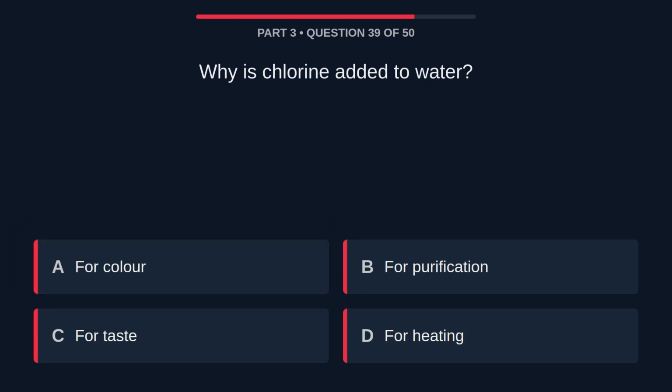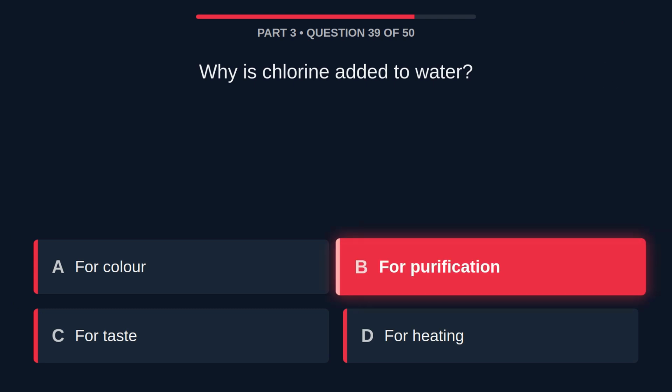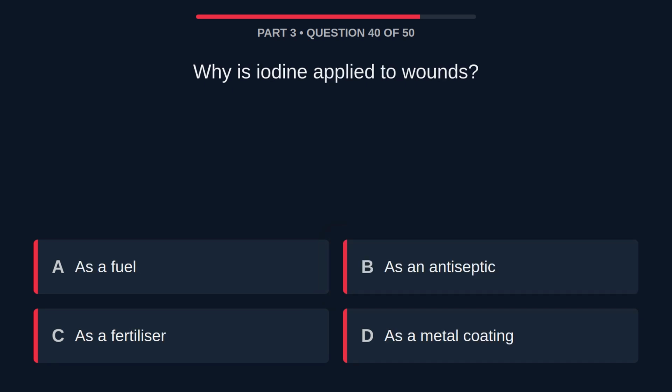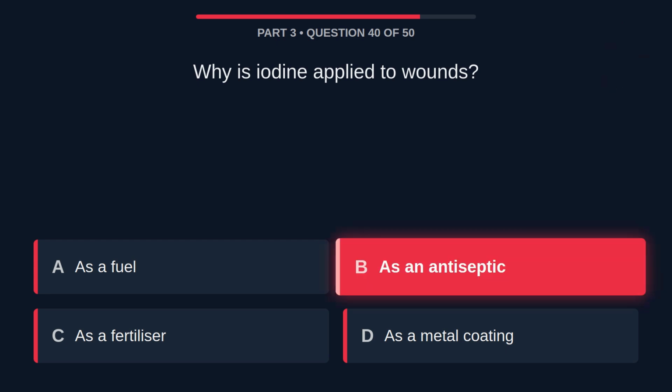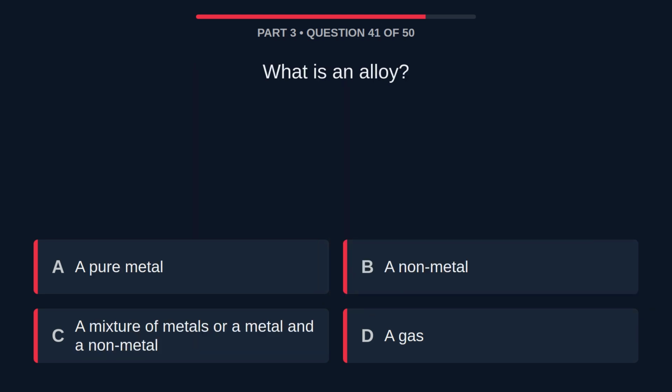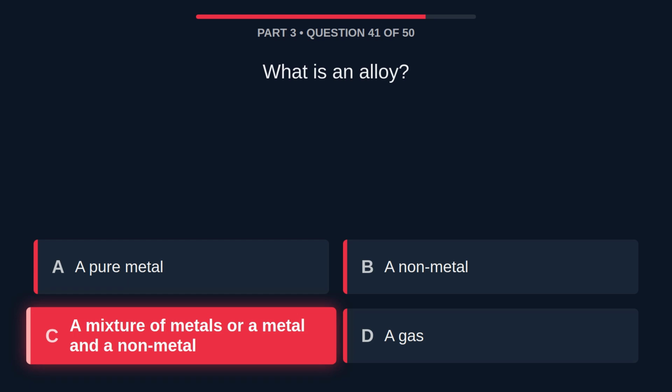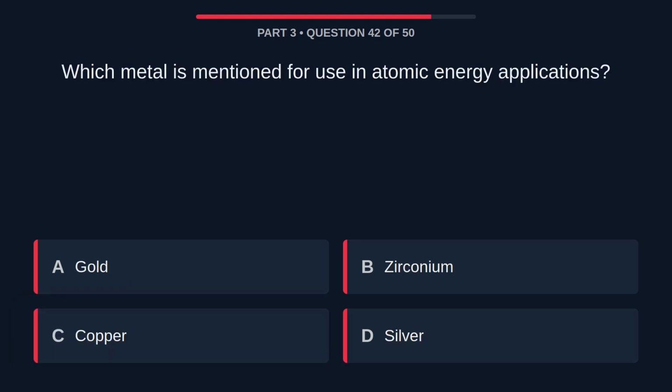Why is chlorine added to water? Why is iodine applied to wounds? What is an alloy? Which metal is mentioned for use in atomic energy applications?